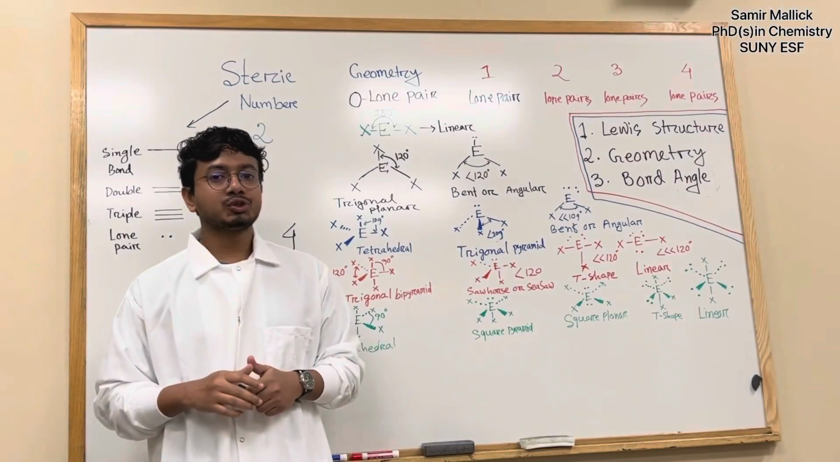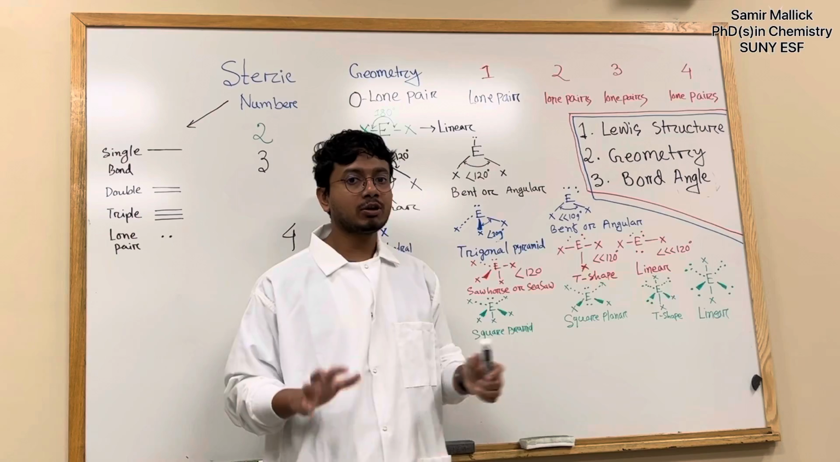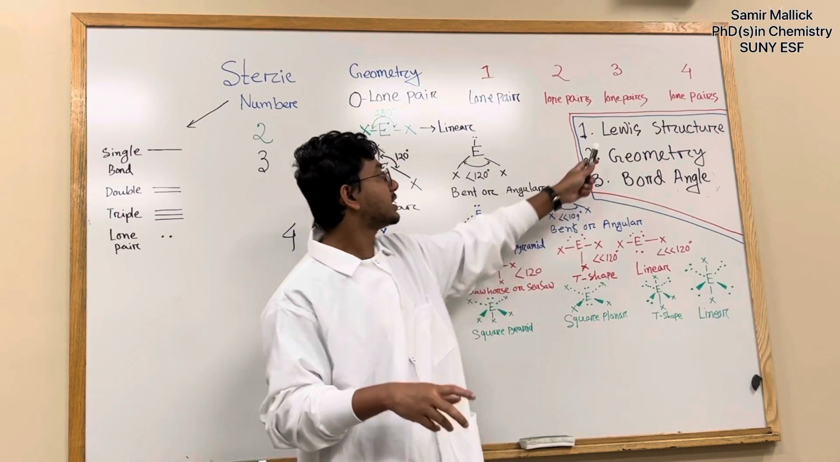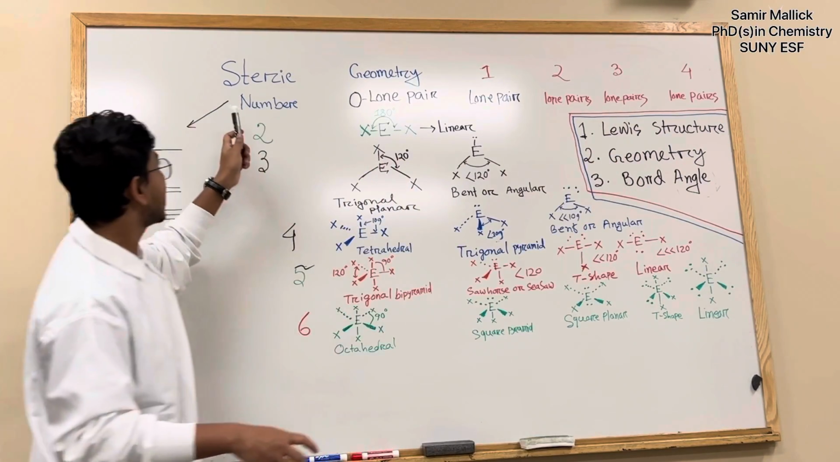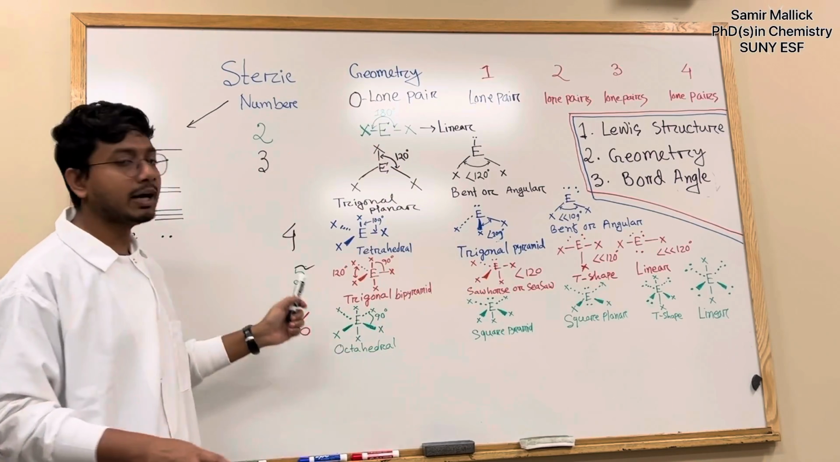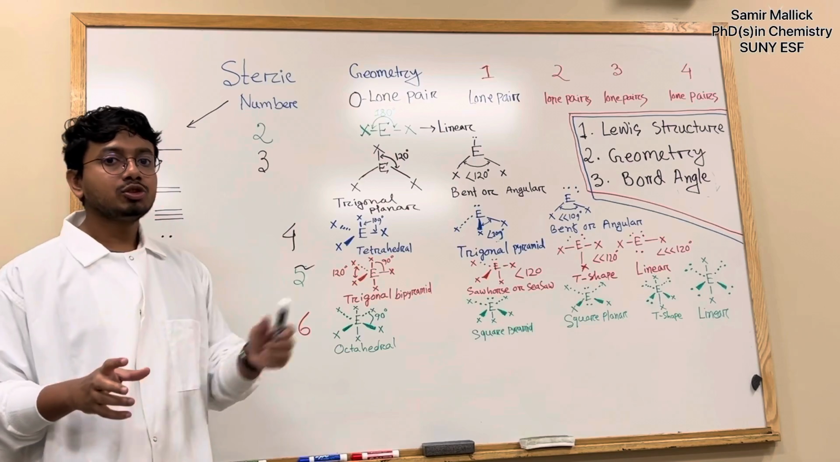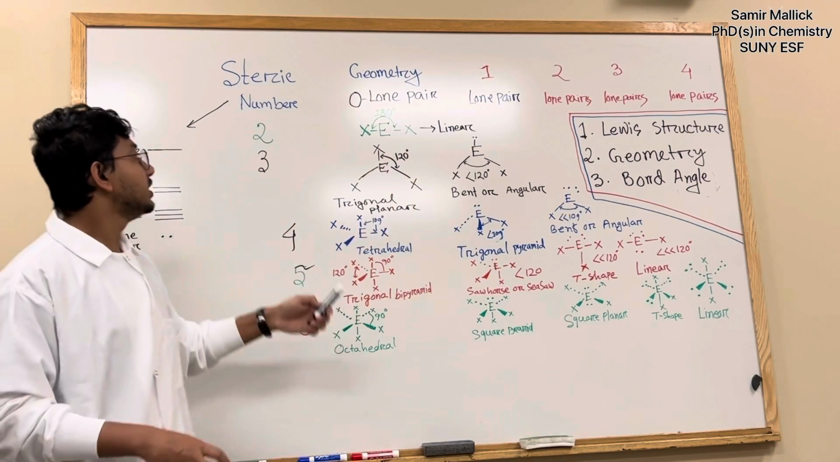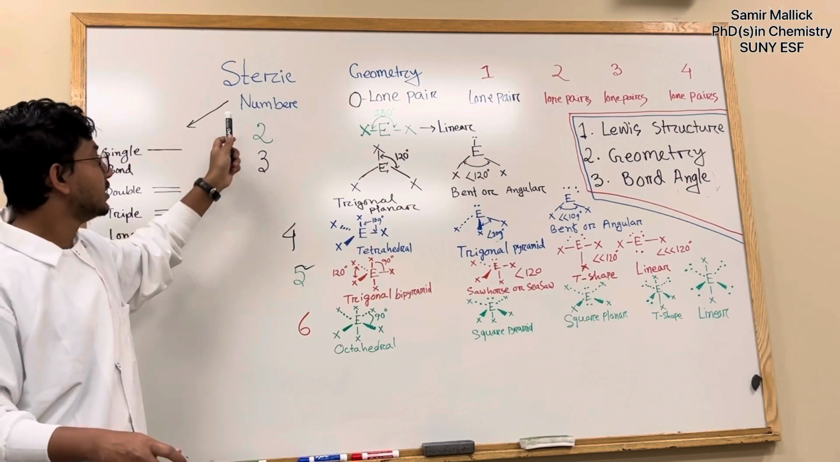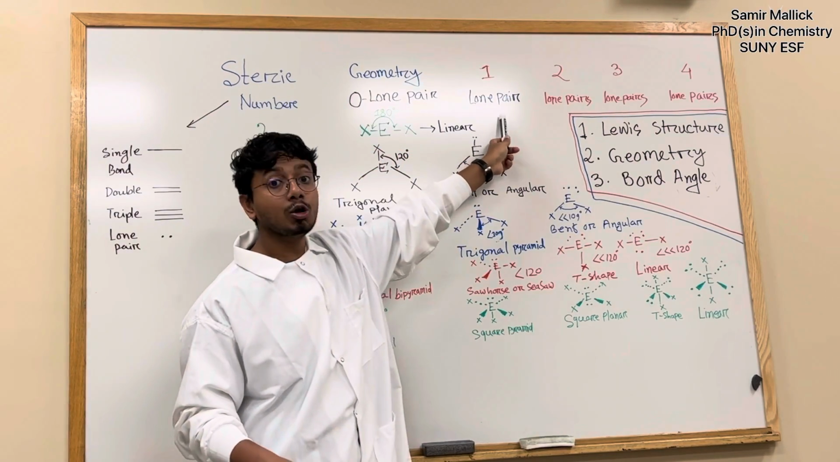In today's video I am going to show you the Lewis structure, geometry and bond angle of a compound. First, to determine the Lewis structure, you need to count the steric number. You can also see that on the whiteboard I have drawn a lot of structures. This is just a common concept. Before going to the Lewis structure, you need to know the steric number. Then we will go to the geometry and the effect of the lone pair.